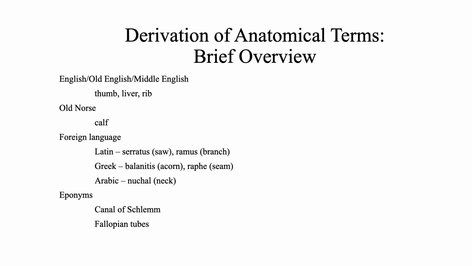Some words come from our language, or older versions of it, like Old English or Middle English, like thumb, liver, and rib. Old Norse, which is very similar to modern-day Icelandic, gives us the calf. Most of our terms, however, come from Latin, like serratus or ramus, or Greek, like balanitis, since the tip of the penis looked like an acorn to the person who coined that term. Arabic gives us nuchal for neck, and of course eponyms are those names in anatomical nomenclature which derive from the person who named it or wrote the most about it, like the canal of Schlemm or fallopian tubes.